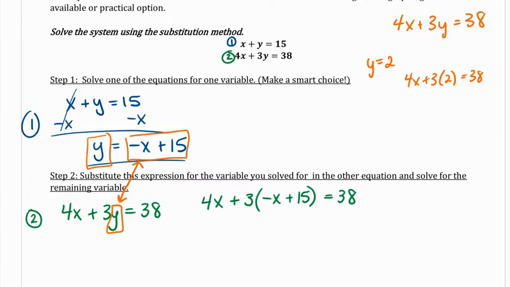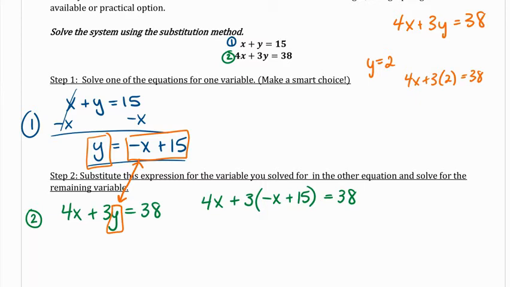A way to check your work here is when you get to this step, do you see how now I only have x's? That's a good sign because that means I can solve for x. If you get to this step and you have an x and a y, that's not good, because then you can't solve it, right? So you need to make sure when you get here, you only have one variable left. Because now I can go through and solve.